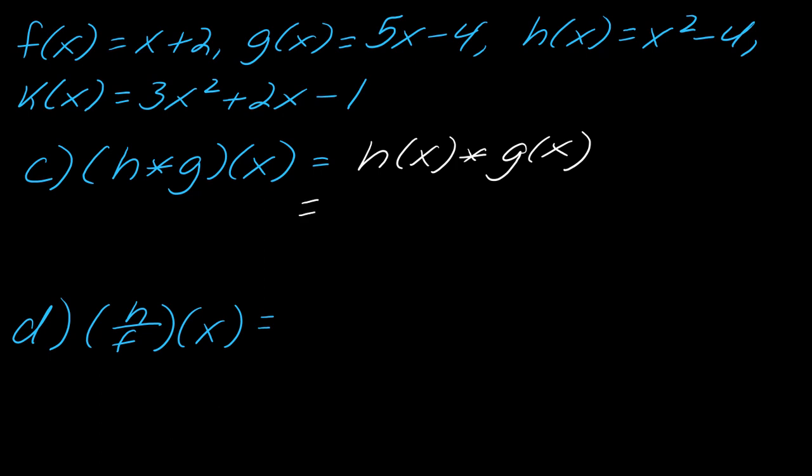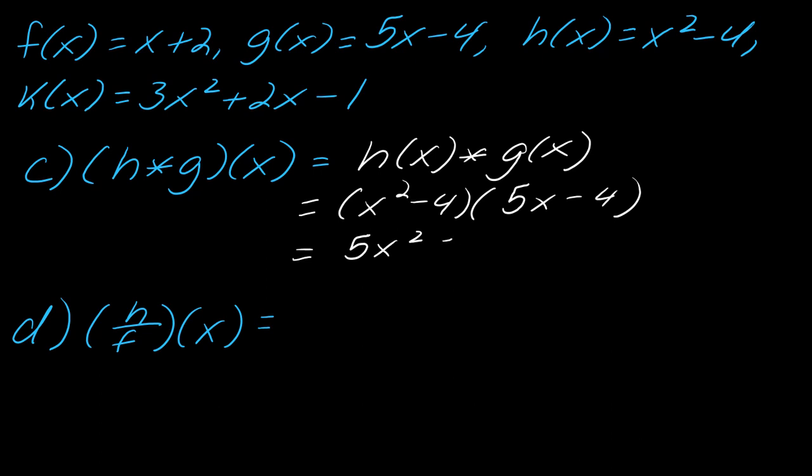Okay, so if I take h of x, this is x squared minus 4, and then I multiply that by g of x, so that's 5x minus 4. So now I have to FOIL that out. That's really what I'm left to do, right? So if I FOIL that out, I get 5x cubed, not squared, 5x cubed minus 4x squared minus 20x plus 16.